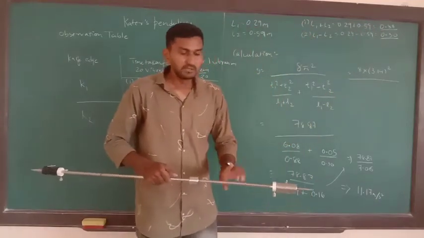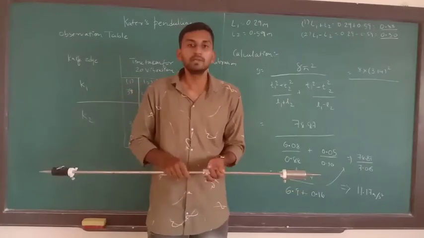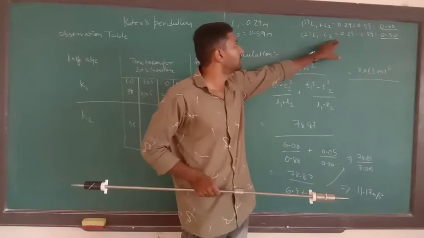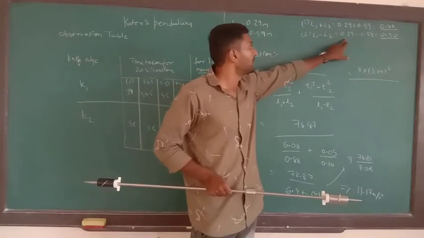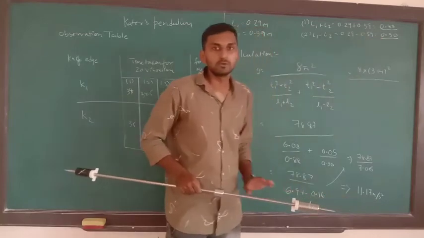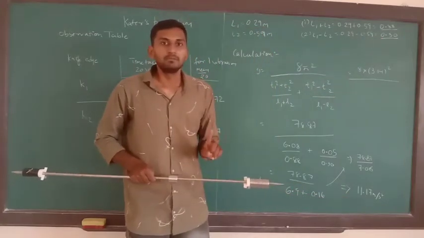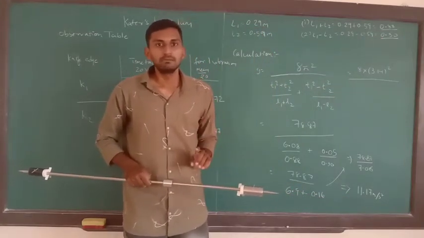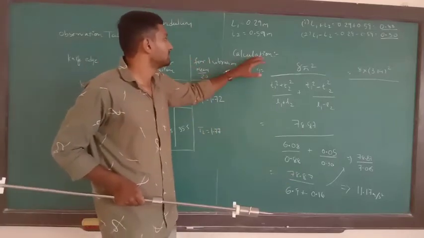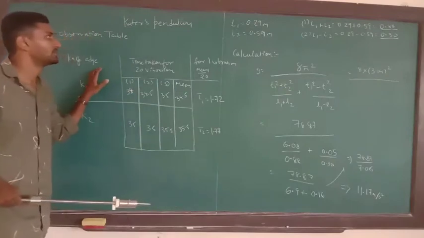Now what are we doing? This is L1 and this is L2. Now we have to subtract L2 from L1. L1 minus L2 is 0.29 minus 0.59, which gives 0.30. So now we have L1 plus L2 and, second, L1 minus L2. So this is the calculation, and this is the observation table.